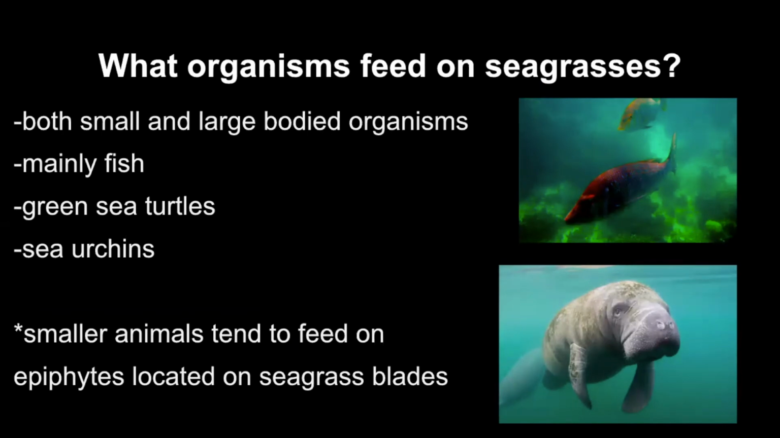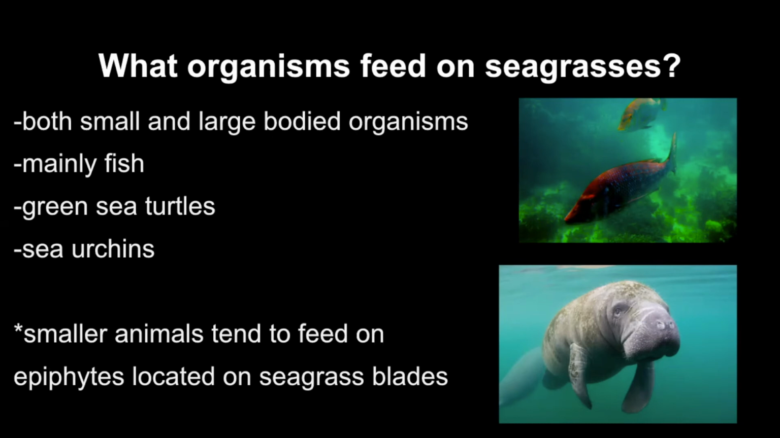Because of that, both small and large-bodied organisms can feed off of it. Obviously, fish are one of the biggest populated animals in our oceans, and because of that, fish is one of the main organisms that feeds off of seagrass. Two other examples would be green sea turtles and sea urchins. Plus, like I previously mentioned, a lot of times when you find seagrass, you will find epiphytes located on its blades. Because of that, smaller animals do tend to actually feed off of the epiphytes attached to the seagrass other than the seagrass itself.